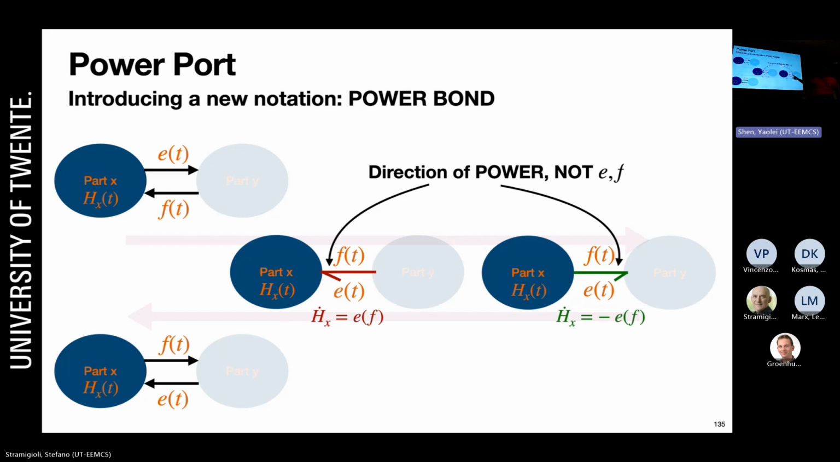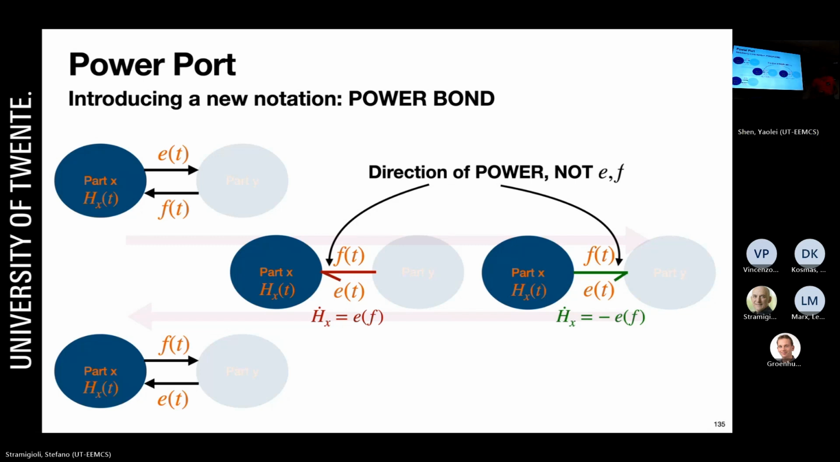So the direction of this bond has nothing to do with the direction of the two signals. This is only the power direction. Okay, so these are two independent things, very important. The bond gives you the direction of power, independent of causality. It can be like this, it doesn't matter. But if I want to invert the bond direction, you need to put a minus sign, because the power direction is changed.